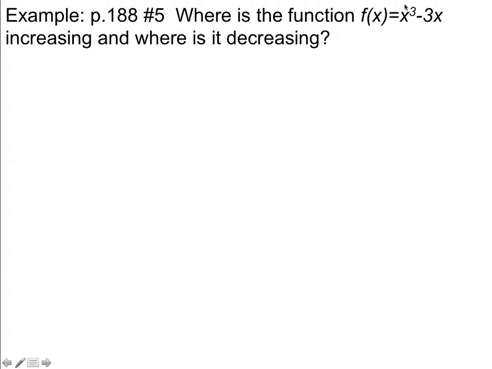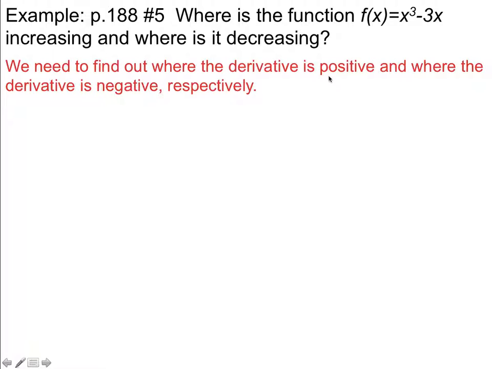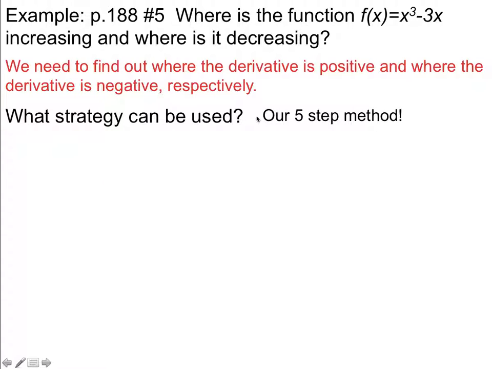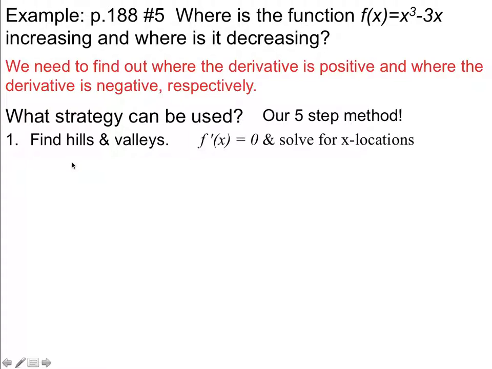So let's try this with this function here, x cubed minus 3x. The question is where is this function increasing and where is it decreasing? Another way we can ask that question is where is the derivative positive and where is the derivative negative? So the first thing we need to do is find the derivative. What strategy can we use? We can use our 5-step method. Let's find our hills and valleys. That's where our derivative is equal to 0.